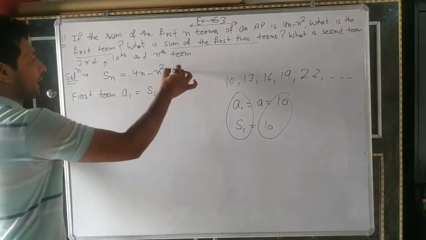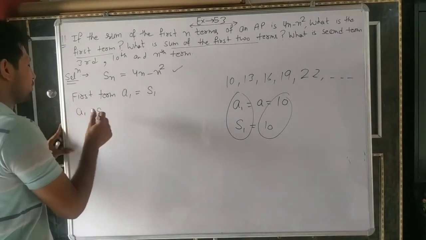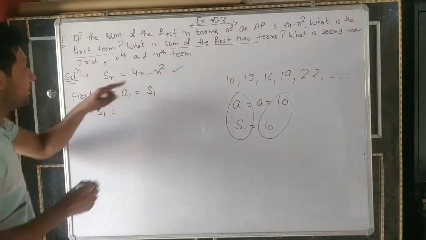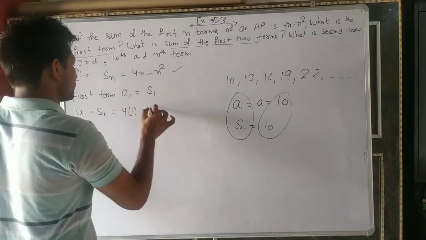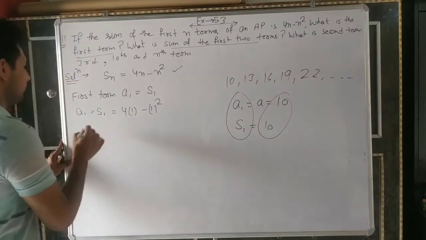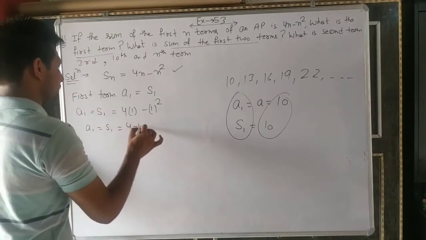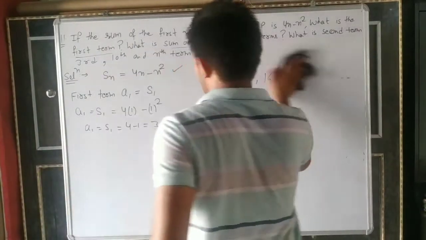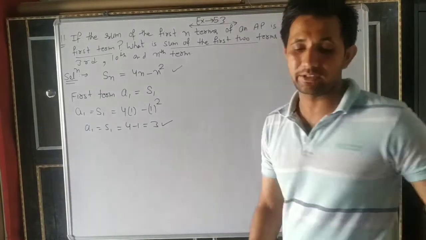Now S1 you can find from here. So S1 equals A1. How to find? In S1, in place of n is 1. It is 4 into 1 minus 1 square. So A1 equals S1 equals how much? 4 minus 1, how much? 3. So what is the first term of this AP? The first term is 3. It is our answer.